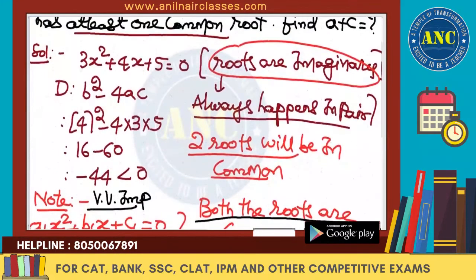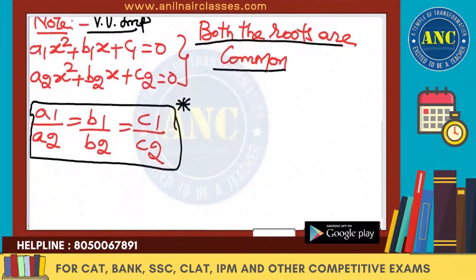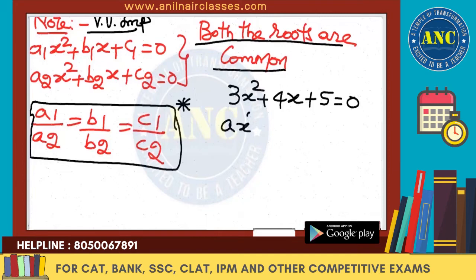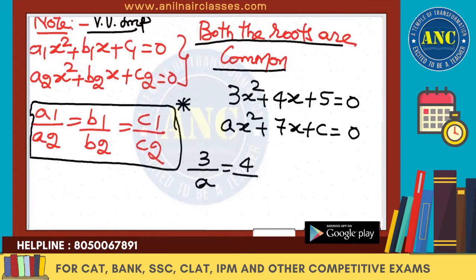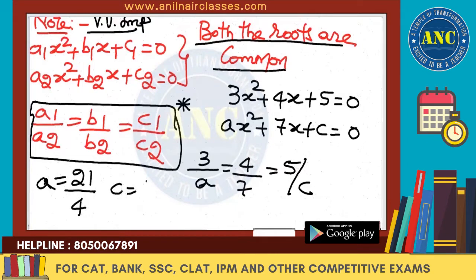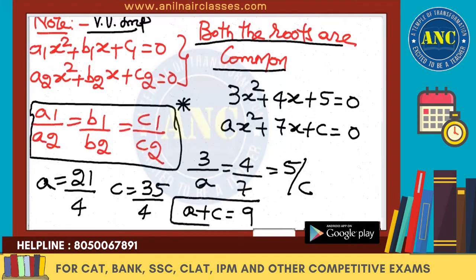What is the quadratic equation given in the question? It is 3x² + 4x + 5 = 0. What is the next equation? ax² + 7x + c = 0. So these are nothing but 3/a = 4/7 = 5/c. So a is 21/4 and c is 35/4. So a plus c is 56/4, that is 14.